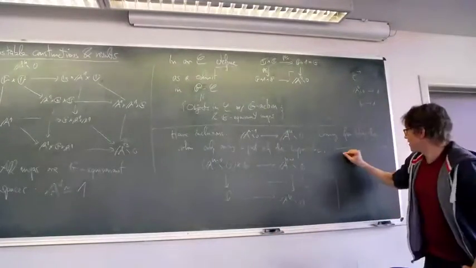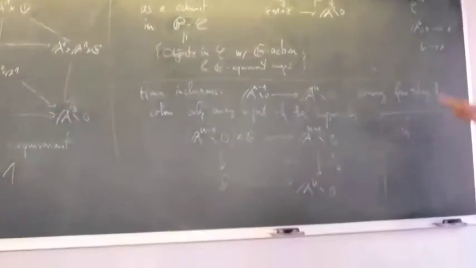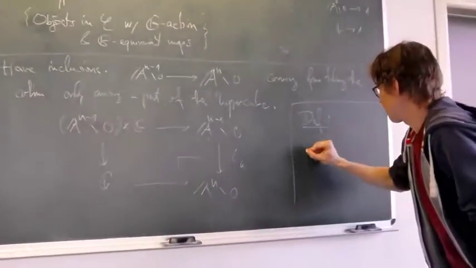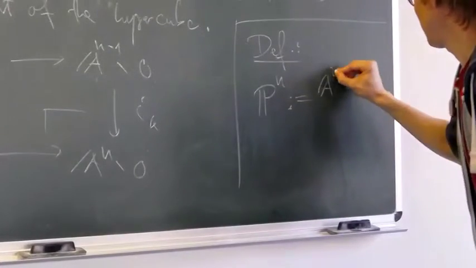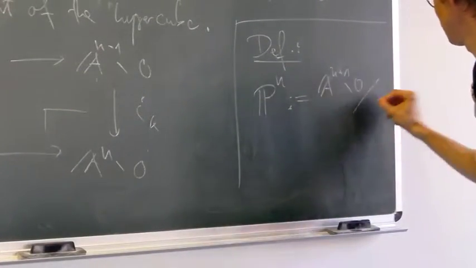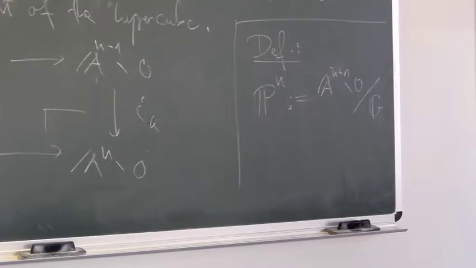There's still space for one definition here. We probably want to construct some geometric things from this. We of course just define now P^n to be A^(n+1) minus 0 modulo G. We have the G action here and we can define the space. This also explains why you wanted the G action.